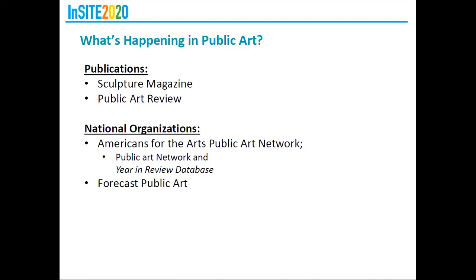And then some national organizations have some amazing resources. The Americans for the Arts Public Art Network, and especially that Year in Review database, is something you can spend a lot of time on. It is a huge database where you can see a lot of thumbnails, and then you click on them to get bigger images of public art around the country that has been noted for its quality and its excellence. And it's really fun. It's really cool to see what's going on in other cities. So I encourage you to take some time to explore that as you're developing your ideas. And then the forecast for public art as well.